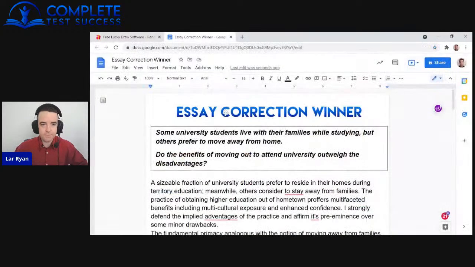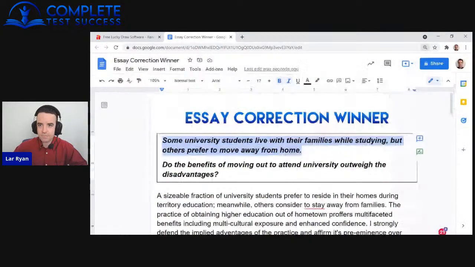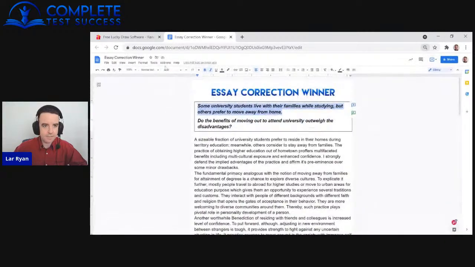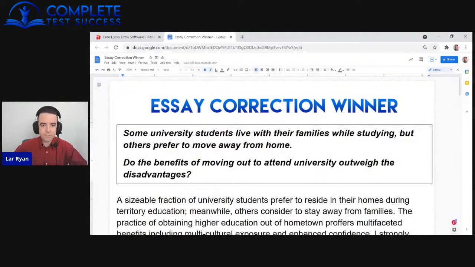And here we are. So this was the question I posted last week. I'll make that a bit bigger and clearer on the screen. Some university students live with their families while studying, but others prefer to move away from home. Do the benefits of moving out to attend university outweigh the disadvantages?